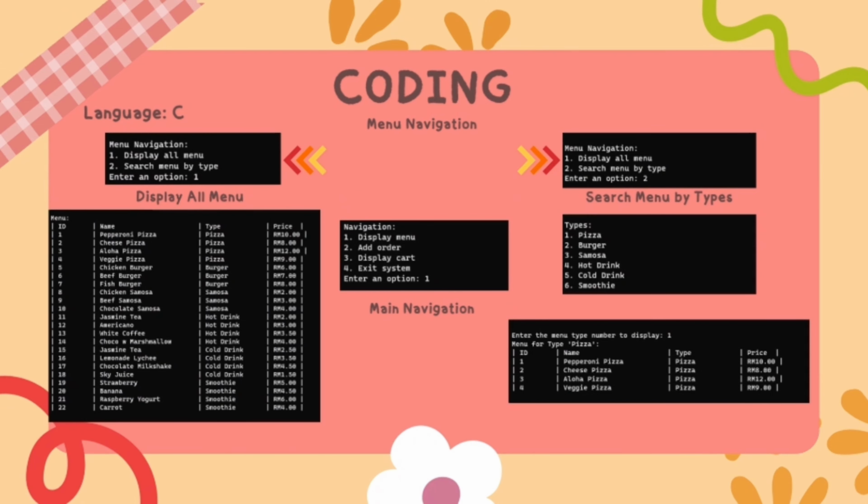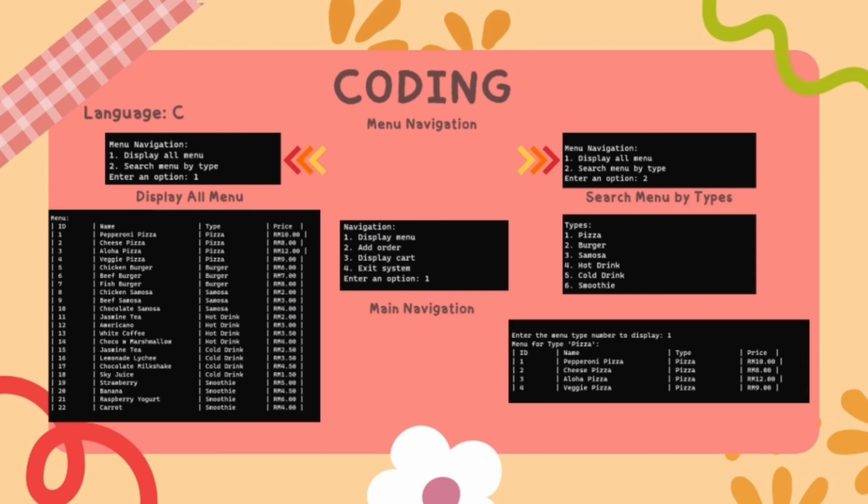Now we will enter the main navigation. There are 4 options. The first one is to display the menu, the second one is to add order, the third one is to display the cart, and the fourth one is to exit the system. If the customer chooses option 1, then the system will show the menu navigation. There are 2 options for menu navigation. To display all menu, the customer can enter 1, but to search menu by type, customer can enter 2.